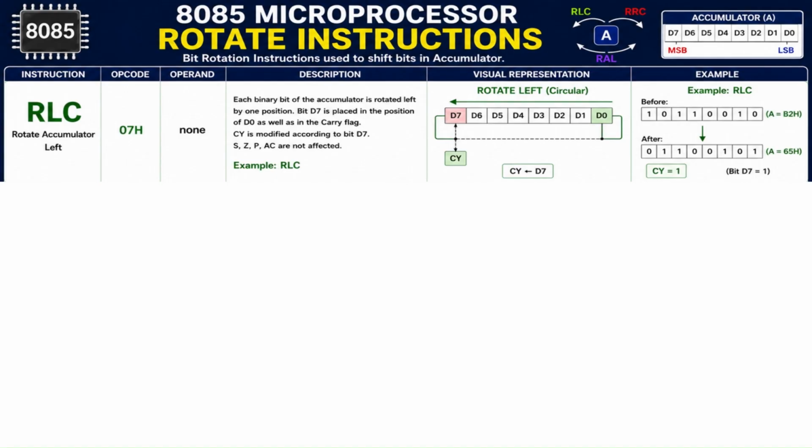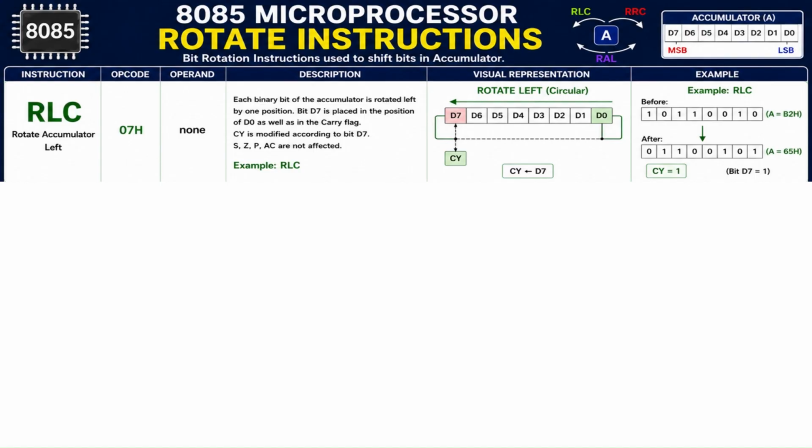Let's start with the first instruction, which is RLC. It stands for rotate accumulator left. Its opcode is 07H. Notice the operand is none. Why? Because RLC always works on the accumulator A. No register or memory location is required. Now look carefully at the visual representation. The accumulator contains 8 bits, starting from D7, which is the most significant bit, up to D0, the least significant bit. In RLC every bit shifts one position towards the left.